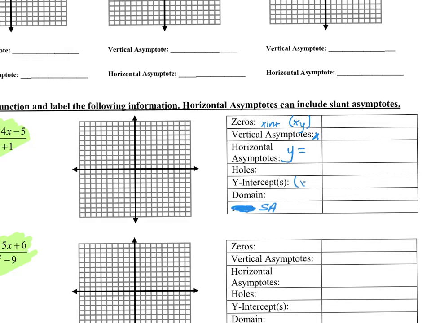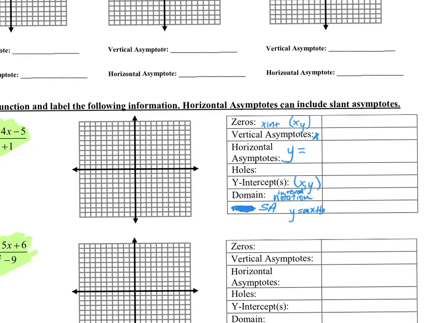Y-intercepts, again, should be an ordered pair. And my domain should be in interval notation. Your slant asymptote should be in Y equals mx plus b. If you don't have that stuff, you're going to get points off. So it is important that you pay attention to what I'm saying and that you're careful when you work. All right, so let's go through everything we have to do.